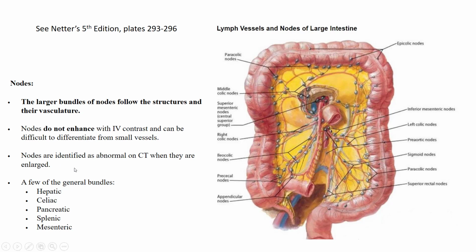And as I mentioned before, the nodes are identified more easily when they are enlarged, because when they are enlarged then you can see them and you can tell that they're not a vessel or an abscess because they don't enhance. So that is the spleen and the nodes, and that will wrap up this lecture for this time.